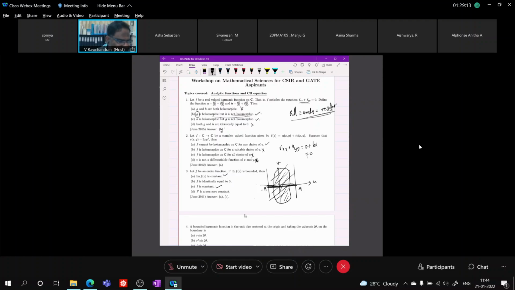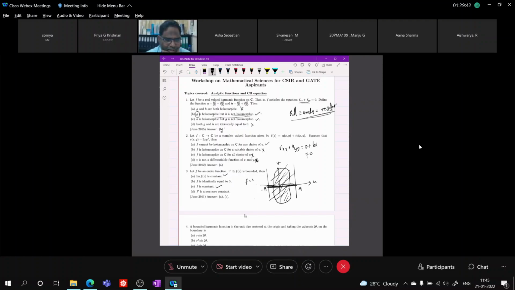What kind of function can you take for showing that f is... what is this? f is identically equal to 0. Identically equal to 0 may not happen. Maybe you can take f to be some constant. And if f dash is a non-zero constant, why can this not happen? f is a constant, so naturally f dash becomes 0. That is what we should conclude.